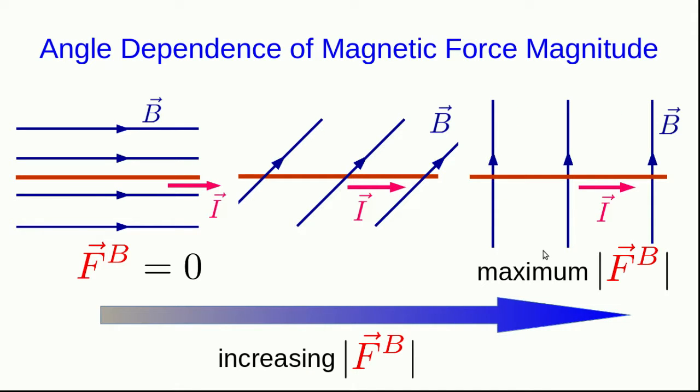What we're seeing here is that there's an angle dependence of the magnetic force magnitude. When the magnetic field runs parallel to the current, the magnetic force is zero. And if we now rotate the magnetic field relative to the current, we find that the magnitude of the resulting force increases until we hit a maximum when the field is exactly perpendicular to the wire.